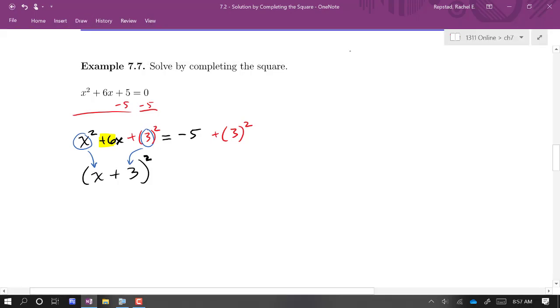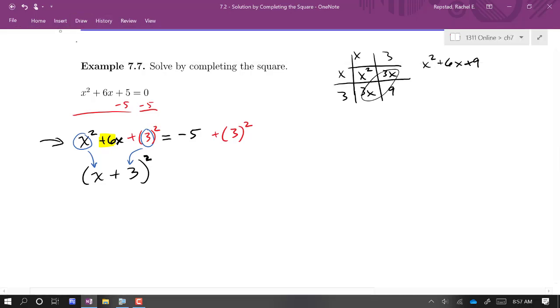You can check, right? If you multiply out x plus 3 and x plus 3, you get x squared, 3x, 3x, 9. So that's x squared plus 6x plus 9. And that's what we get here, right? That's what we have. So this is, in fact, how this factors. And on the right side, we got some arithmetic to do. Negative 5 plus 9 is 4.